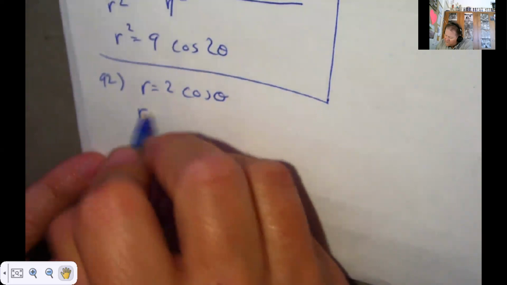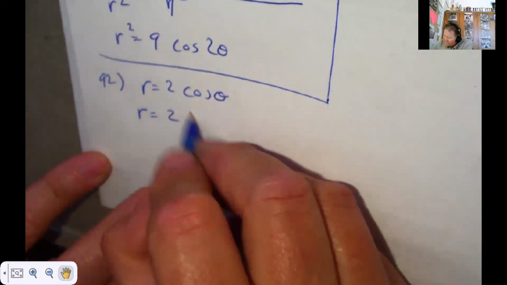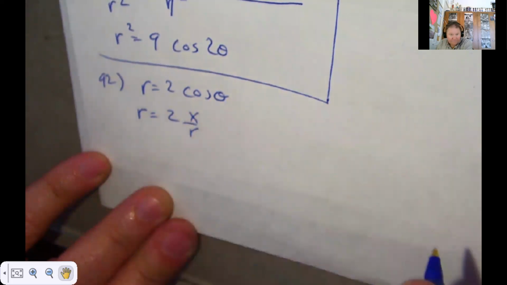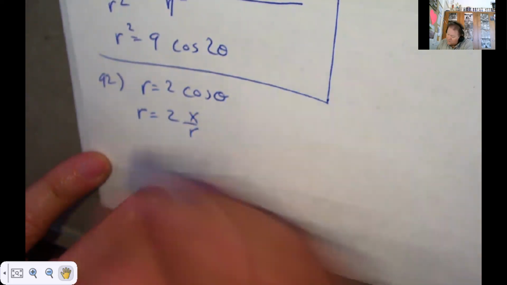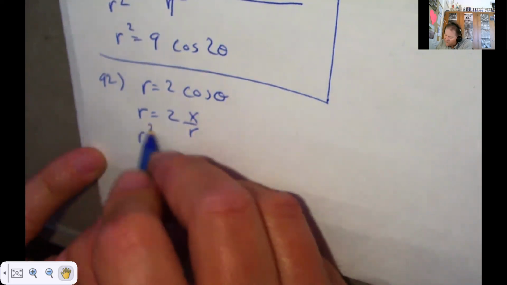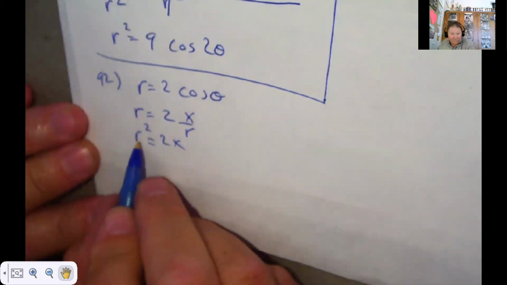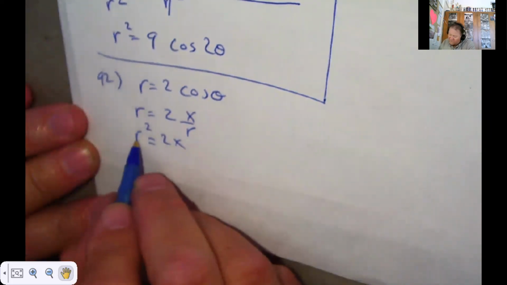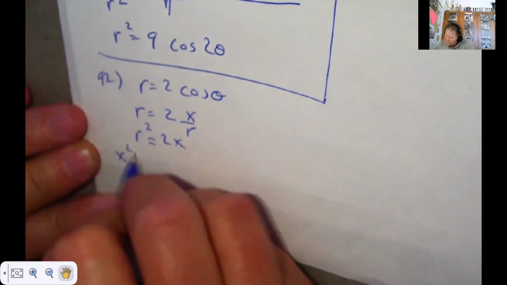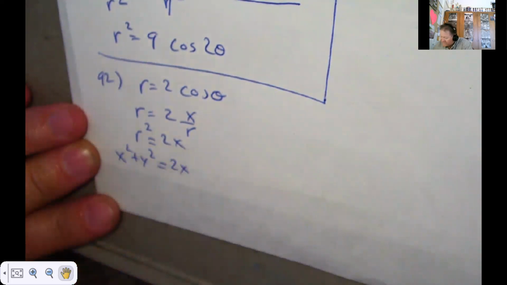It's going to be r equals 2. And what is the cosine of theta? It is x divided by r. Multiply both sides by r, and you get r squared equals 2x. Got it? Okay, wait a minute, I didn't convert this. What is r squared? It is x squared plus y squared, which would be equal to 2x.